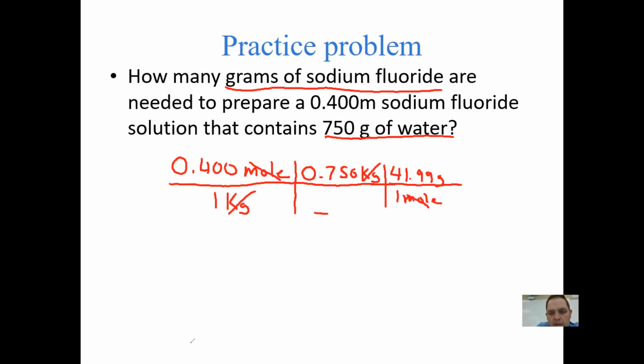I'll quickly talk about this empty area here. Some people, that bothers them. You can put a 1 here if you want, but there's no unit for it. So it still cancels out. So when I'm all done, I get an answer. I'm going to put it on the bottom. I got 12.60 grams, and this is of our sodium fluoride.